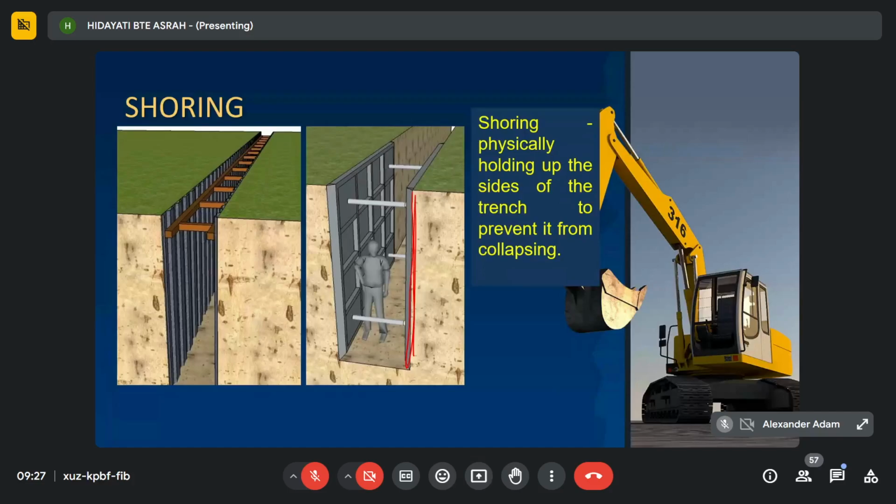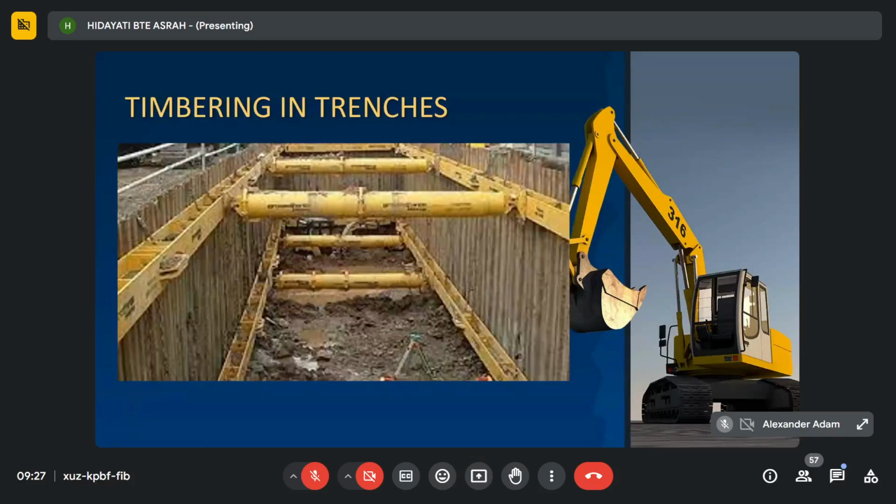Okay, now we look into timbering in the trenches. So previously the battering and the benching, those are the types of trench. Now it's timbering in trenches. That's why I mentioned just now, don't confuse the types of trenches and timbering. Okay, timbering is actually a method where we need equipment to support the side of your trenches lah.